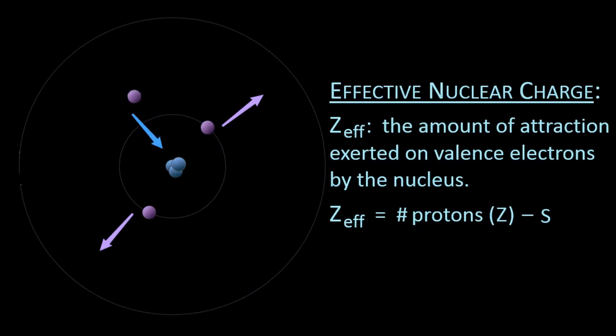The amount of attraction exerted on valence electrons by the nucleus is called the effective nuclear charge. It is less on the outer electrons. Z is the number of protons, 3 in the case of lithium. S is the inner electrons, 2. So 3 minus 2, only +1 attraction is there by the nucleus on the outer electrons.